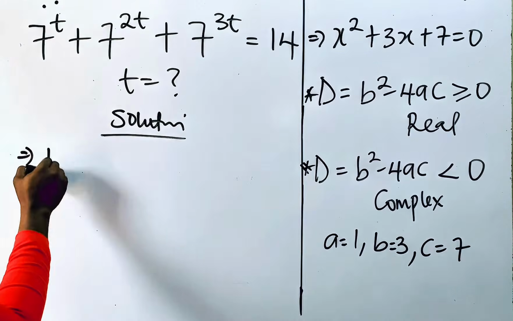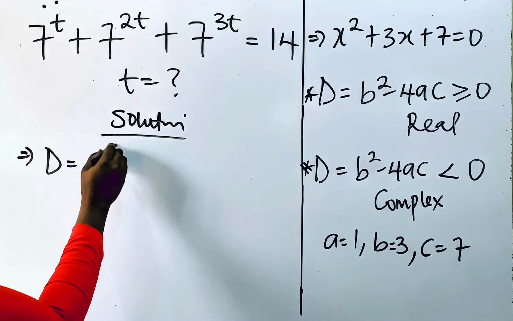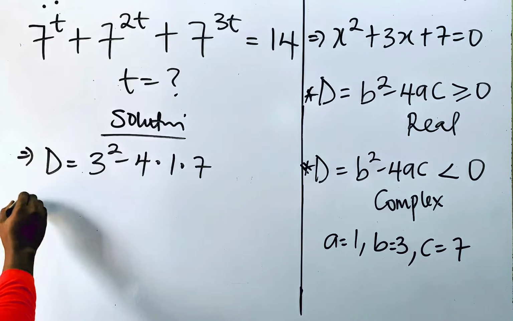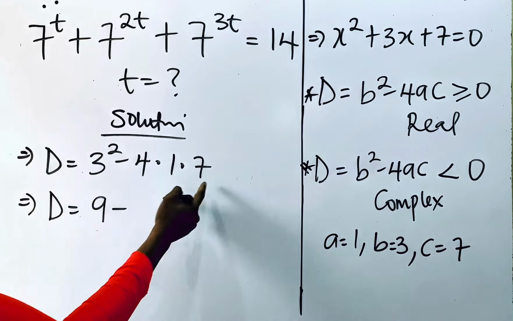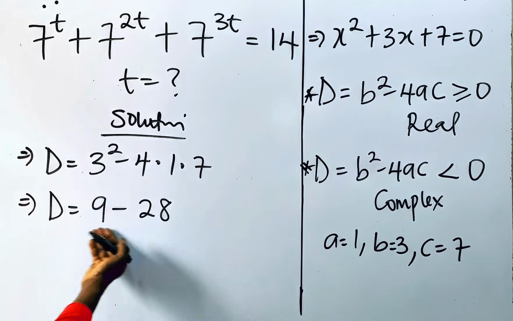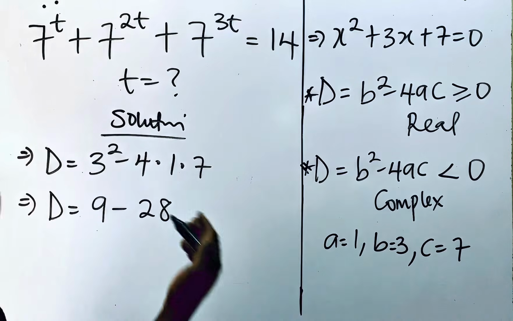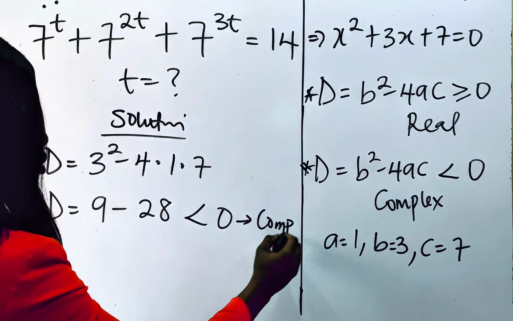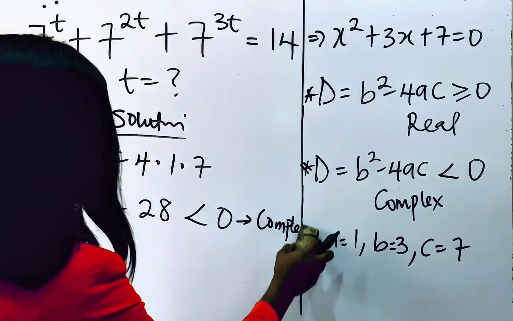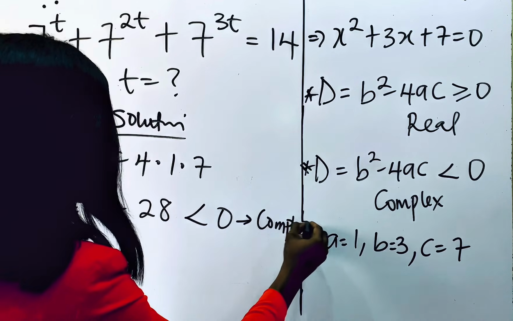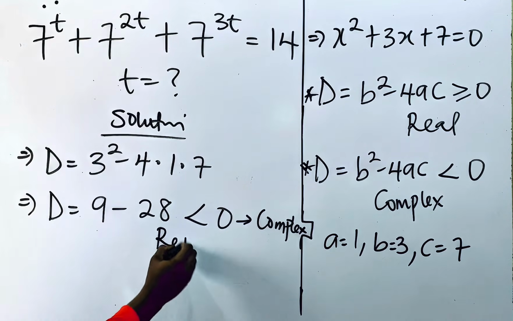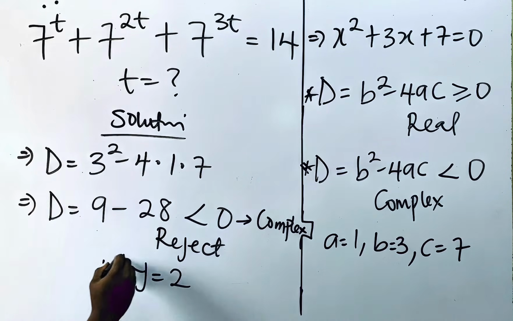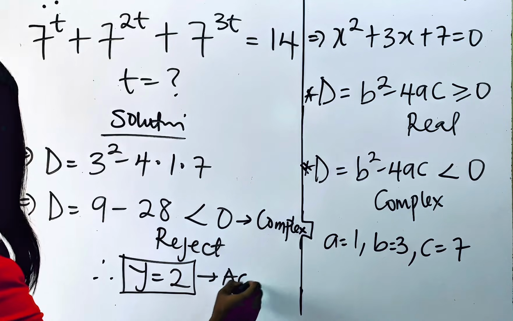To do that, we have d is equal to 3 squared minus 4 multiplied by a, which is 1, multiplied by 7. So d is equal to 9 minus 28. And you know that subtracting this gives us a number that is negative, less than 0. So this is a complex solution. Because it's giving us a complex solution, we are going to reject these values of y. In that case, we accept y being 2 as the only real solution.